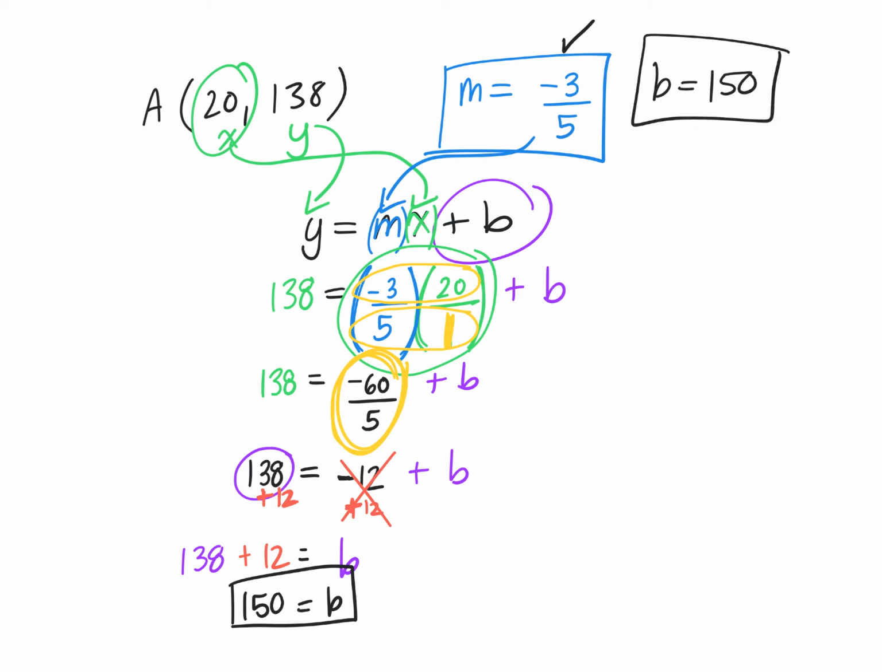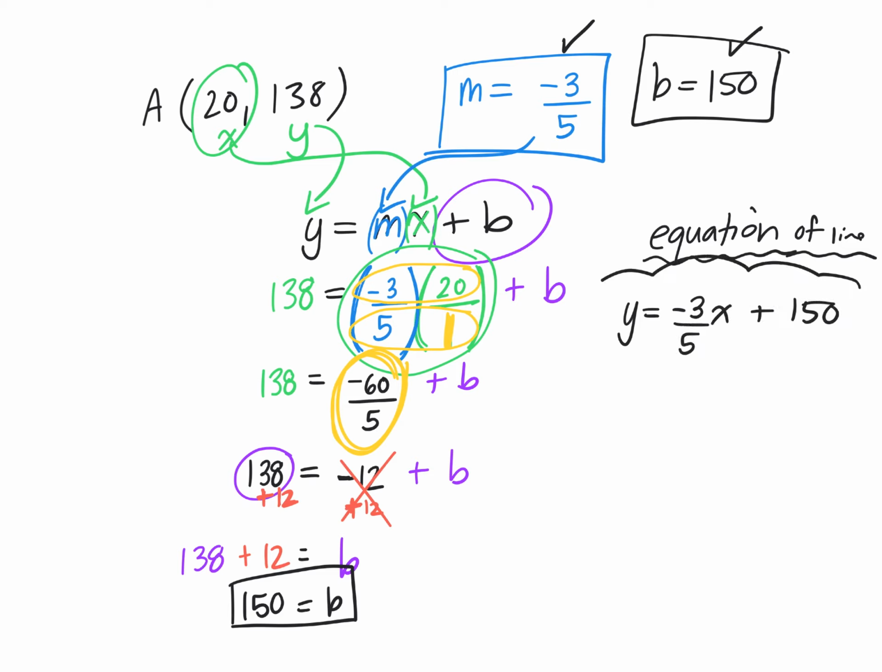We figured out m. We figured out b. What am I going to find? The equation of the line. Yep. y is equal to negative 3 over 5x plus 150. Simple.